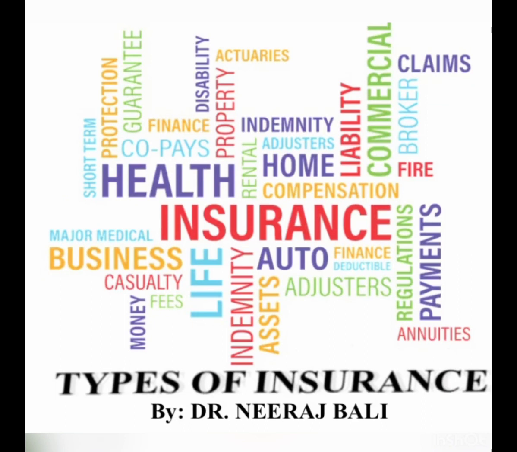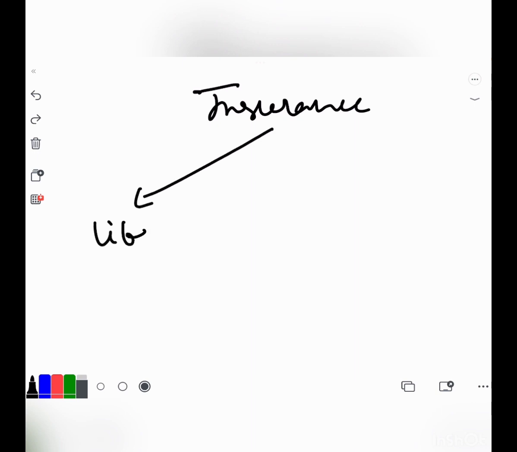Today we are going to discuss types of insurance. The first categorization of insurance is into life insurance and general insurance.